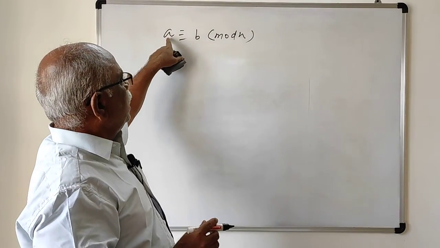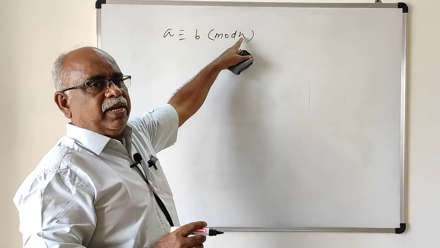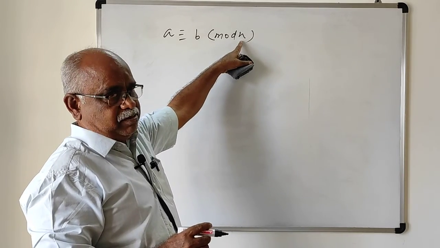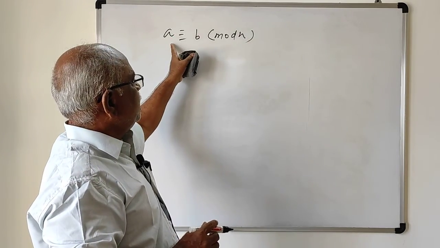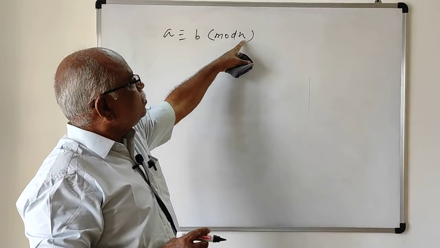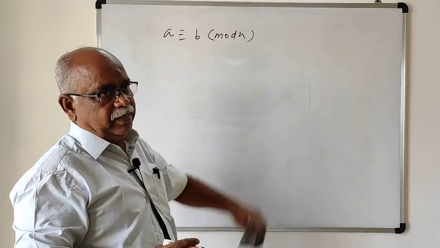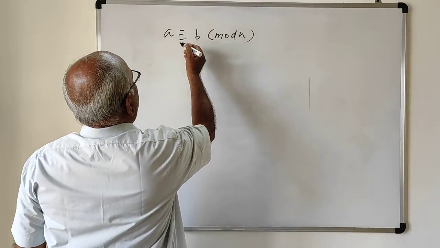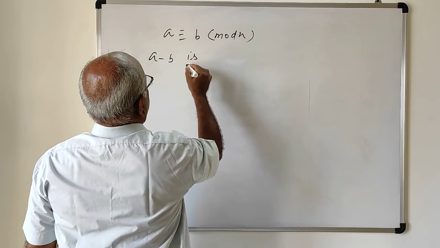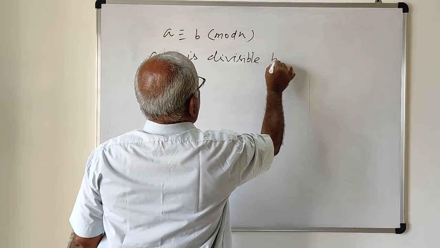It means a number A is divided by a positive integer N, where N is always greater than 1. If A is divided by a positive integer N, it leaves a remainder B. That is the relation A congruent to B mod N. Or otherwise, we can say A minus B is divisible by N.